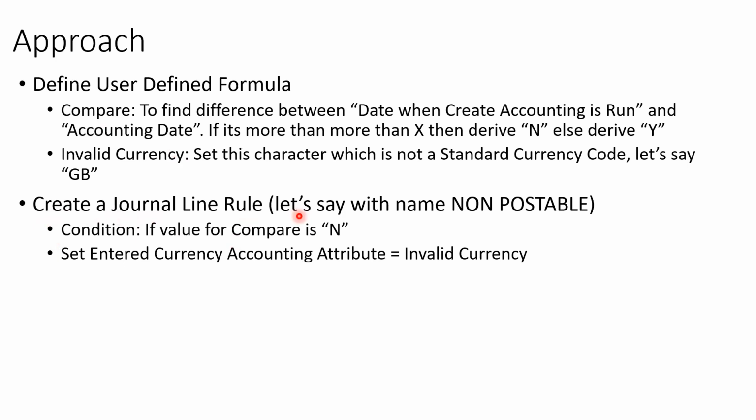Now this GLR will be valid only in the condition when value for compare is N, and entered currency accounting attribute for this GLR we set as invalid currency. By having this configuration, we will be able to achieve the business requirement which we just described. Now let us see how this can be done.